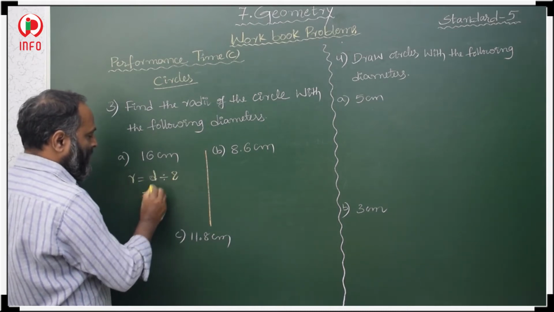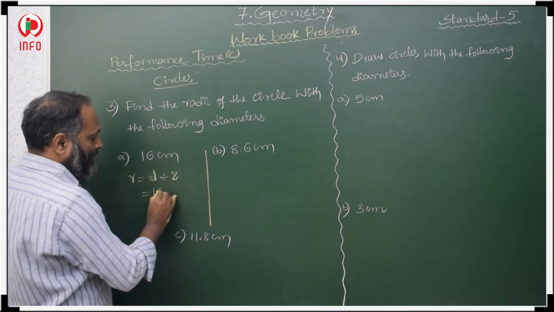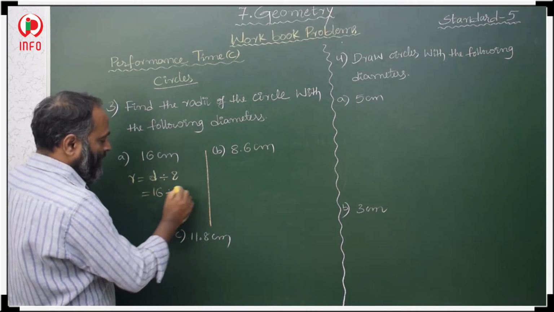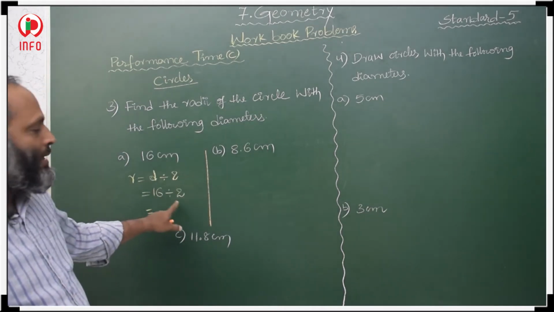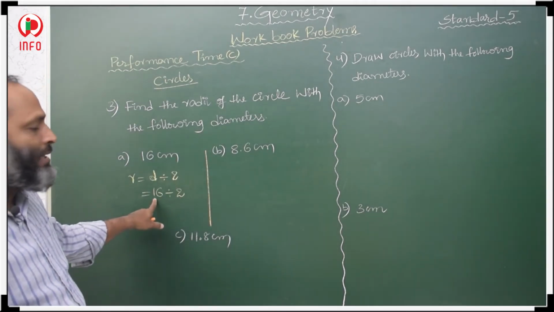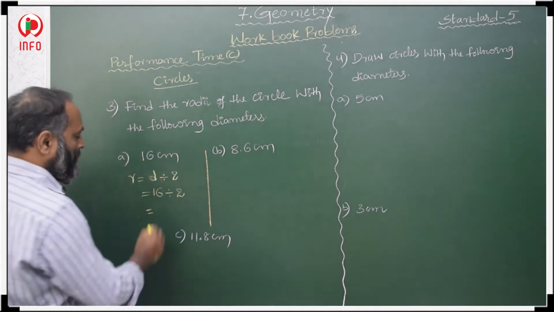Then what is the radius here? What is the diameter? 16. If 16 is divided by 2, then you will get the radius. 16 half: in the 2 table, when do you get 16? 2 eights.